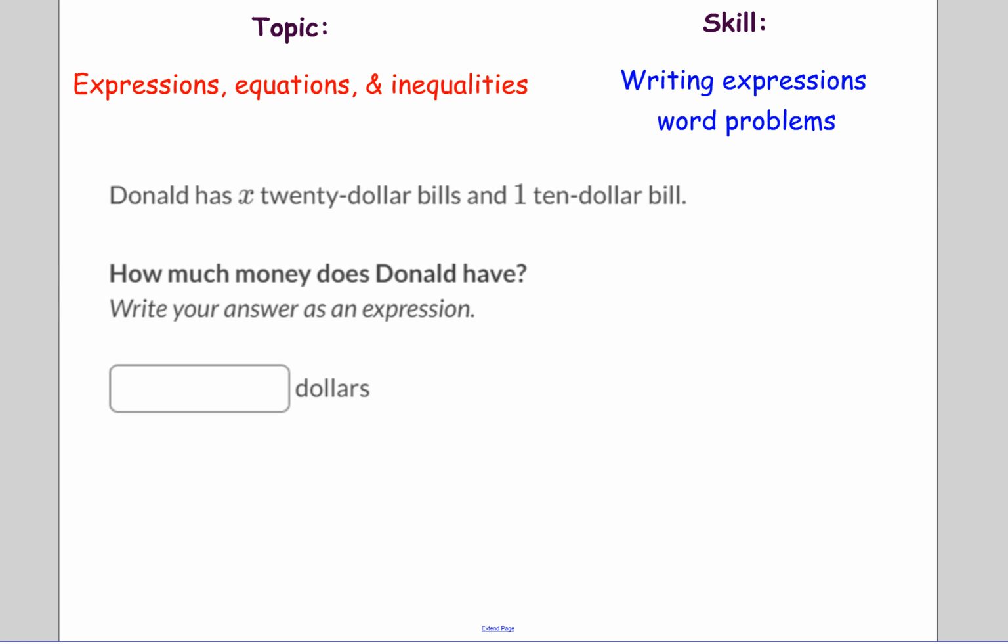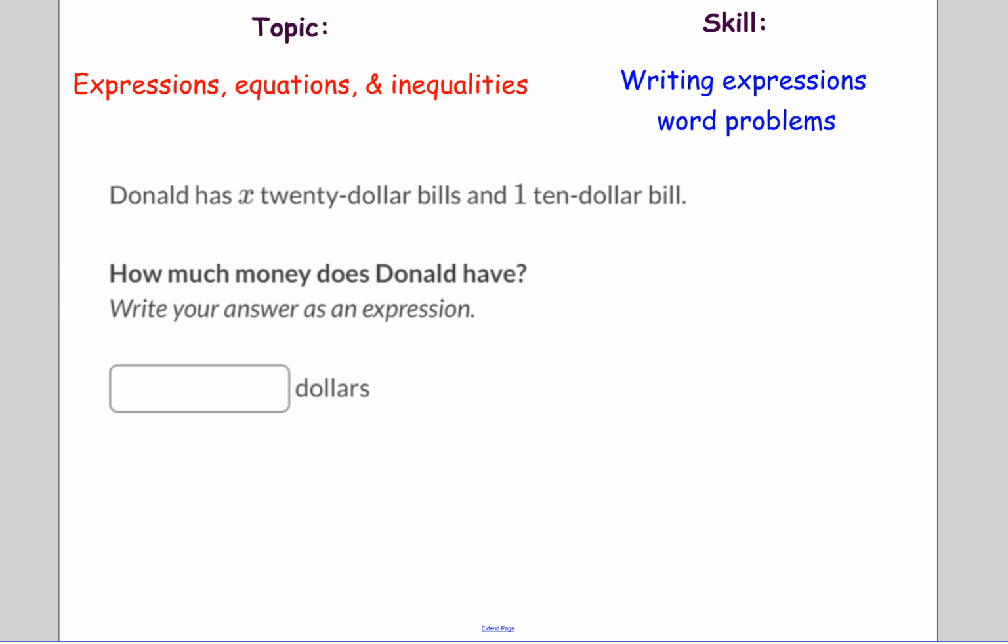Hello there. This particular skill is going to be on writing expressions word problems. So let's get started. Donald has X $20 bills and one $10 bill. How much money does Donald have? Write your answer as an expression.